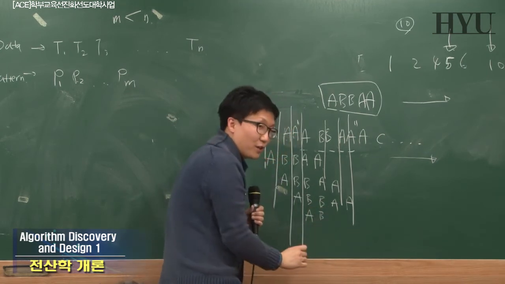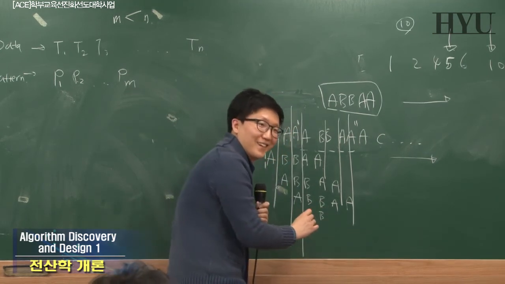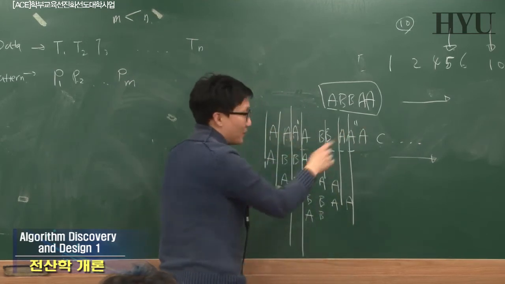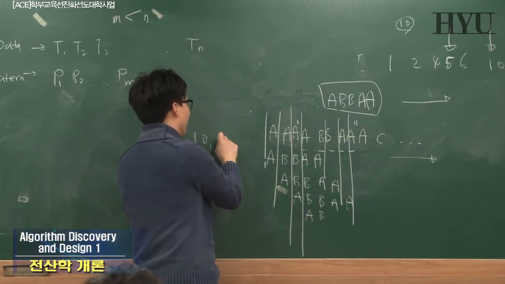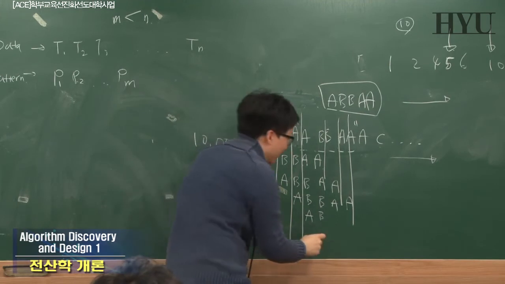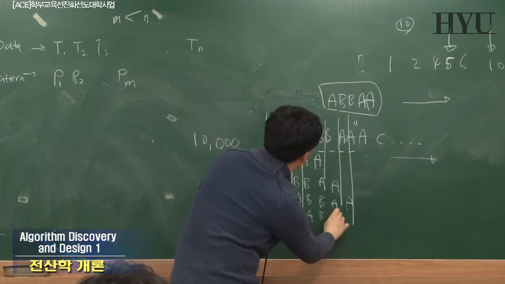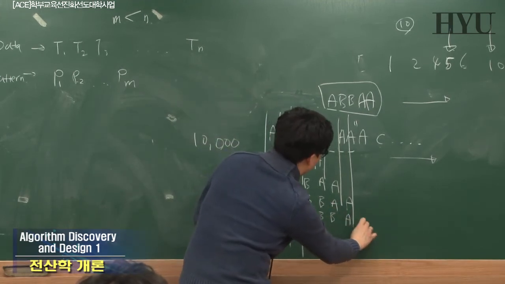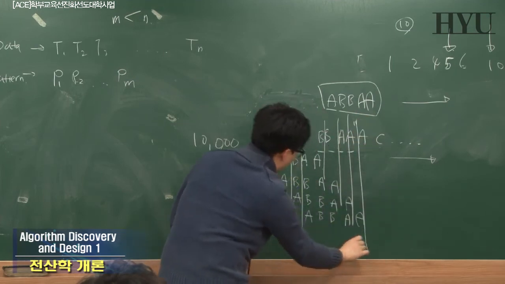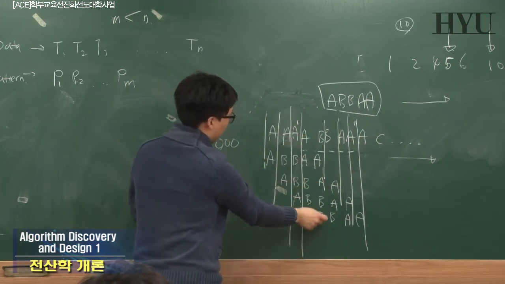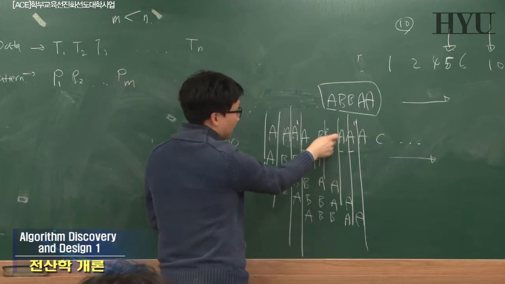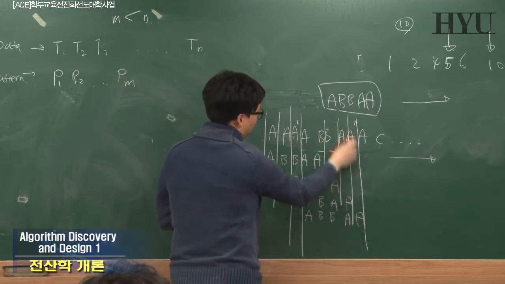Imagine you try to do this with your own hands. Let's say this sequence is about 10,000. A, B, B, A, A. A, B, B, A, A. Got it.